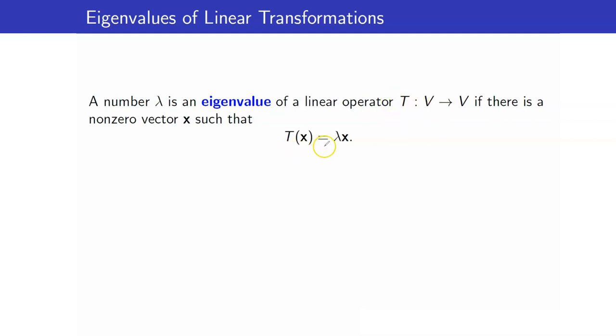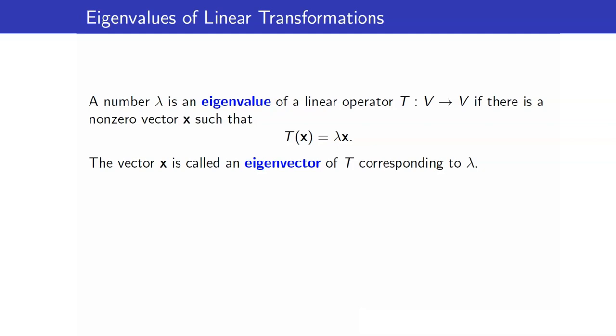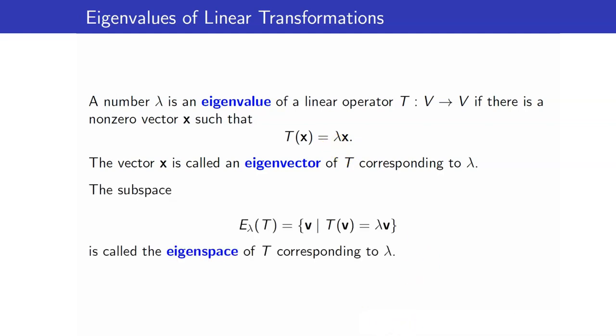Take note also that this is very much similar to our definition of eigenvalues for matrices, because for matrices we have Ax equals lambda x, correct? Similarly, we say that the vector x is an eigenvector of T corresponding to the eigenvalue lambda. And we also define the eigenspace of T corresponding to lambda as follows. This is just the collection of all eigenvectors of T corresponding to your eigenvalue lambda together with the zero vector in V.